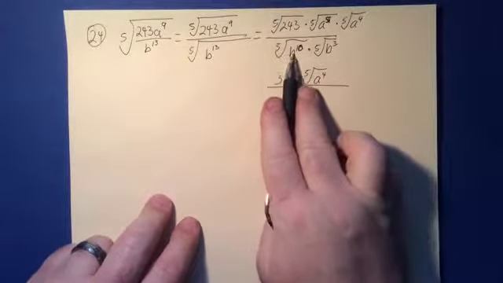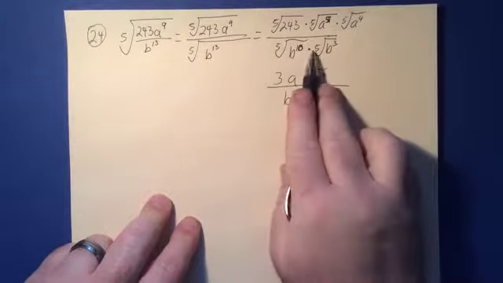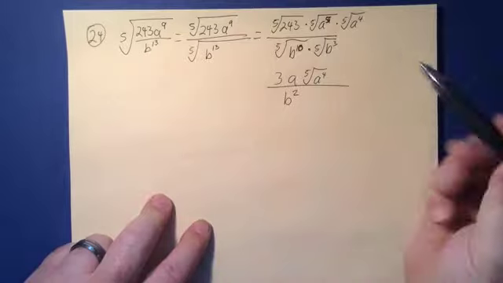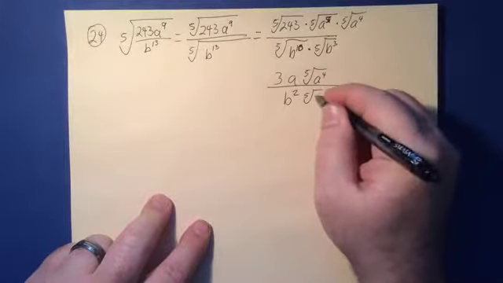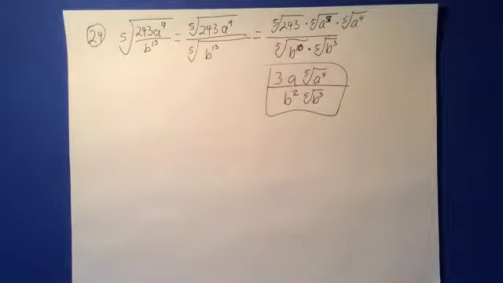In the denominator here we have the 5th root of b to the 10th. Well, 10 divided by 5 is 2, so we have b squared times the 5th root of b to the 3rd. So this would be times the 5th root of b to the 3rd. And we have this for our final answer in question 24.